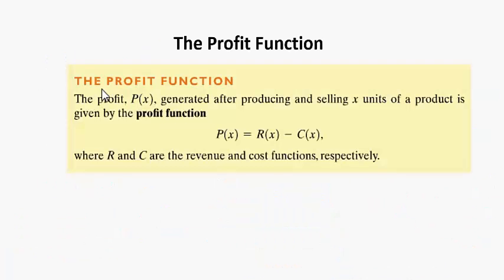Let's talk about our profit function. So the profit function, our profit, is generated after producing and selling x units of a product. Our profit is given by the profit function. So your profit is your revenue, so how much you're bringing in, minus your cost. And you want this to be positive. If your profit function is 0, then that means you're breaking even. So if revenue is equal to cost, then you would break even. So R and C are the revenue and cost functions.